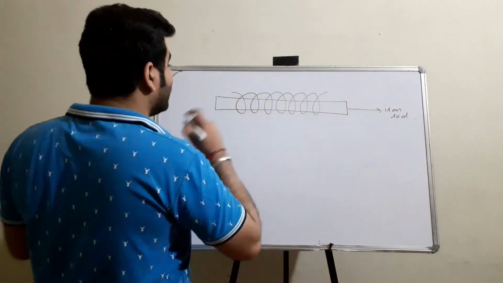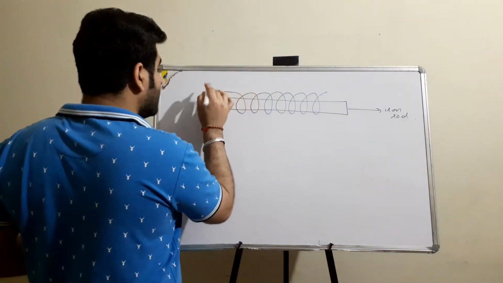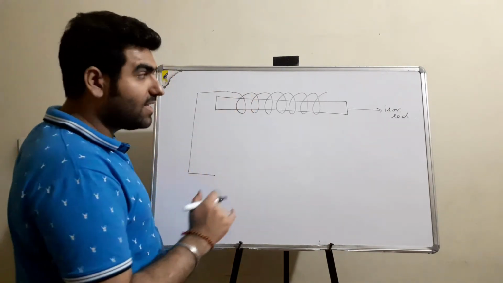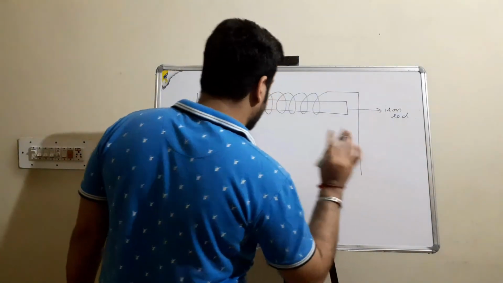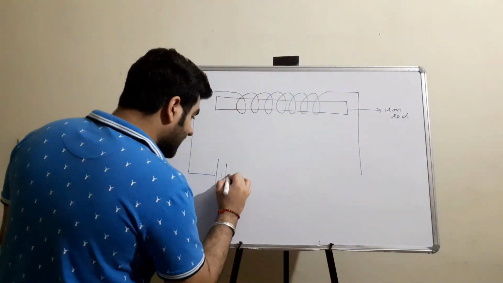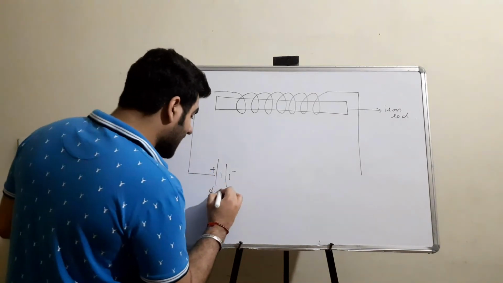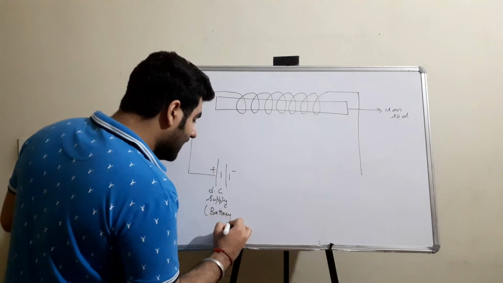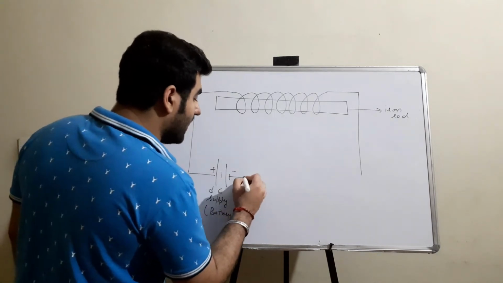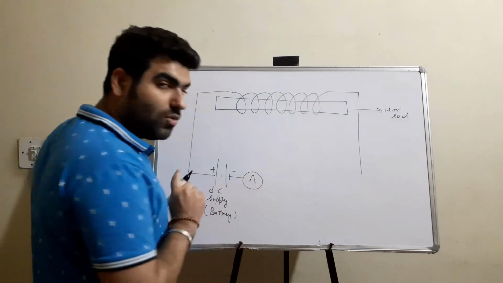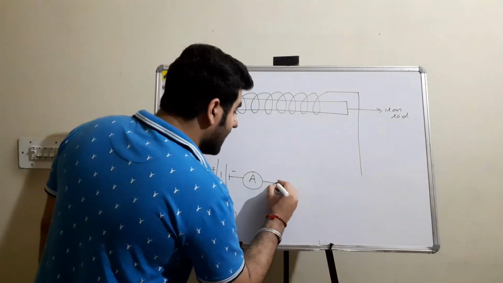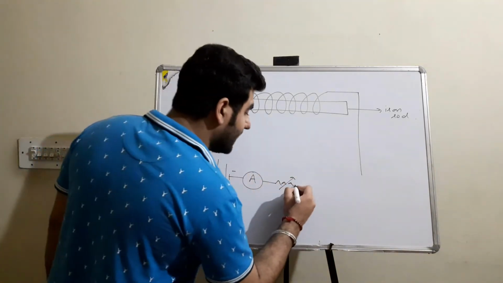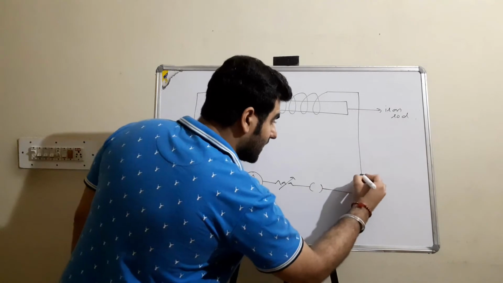Now this is connected to the external circuit. What are the things that the external circuit has? First is this battery. This is the DC supply which we are getting, a DC supply of a battery or a cell. Then we have made the connection with the ammeter in order to measure the current. Then we have a rheostat or a variable resistance. We'll discuss its working later. And a key over here.